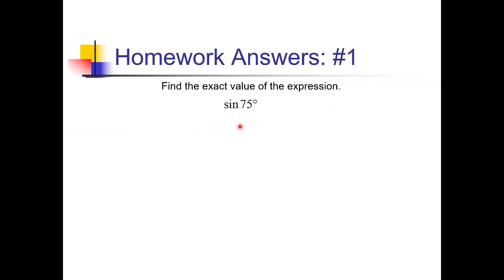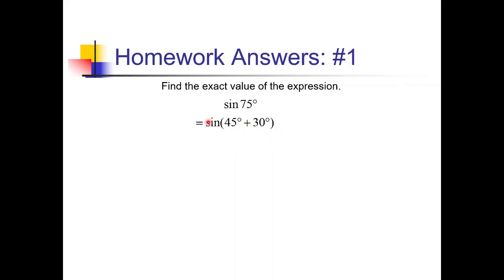For this problem, we're trying to find the exact value of sine of 75. Now, 75 is not one of our special angles. It's not a 30, a 45, or a 60, and it's not one of the quadrantals. But we can split this up into the sum or difference of two special angles. I think the easiest way to split this up would be to think of 75 as 30 plus 45. I prefer quadrant 1 angles if I can, so I don't have to mess with reference angles.